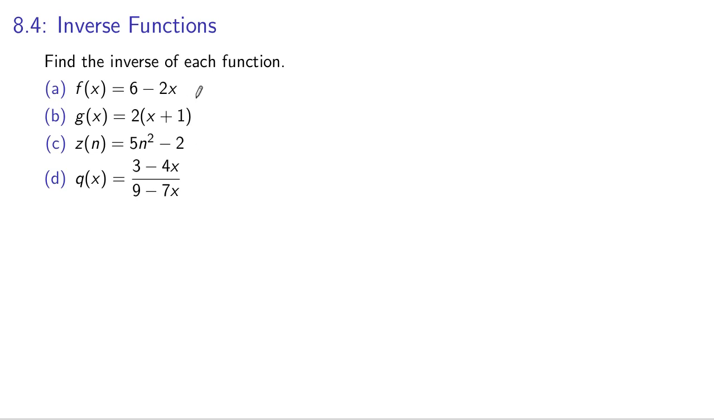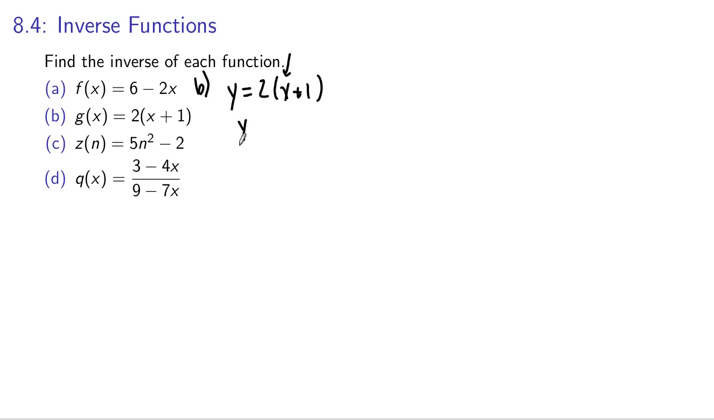Part B, g of x is 2x plus 1. So let's find the inverse of g. We'll give the output a name. I'm just going to call it y again, and solve for the input. It's already solved for the output, but we've got to solve for x, the input.